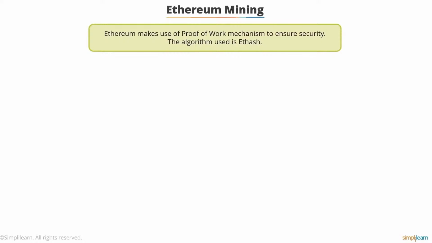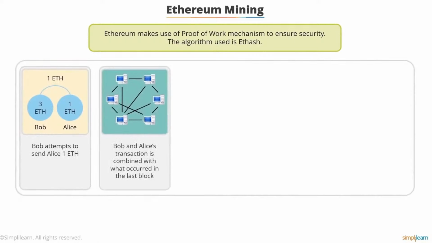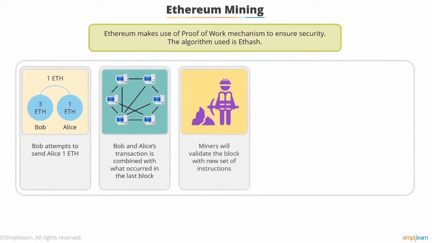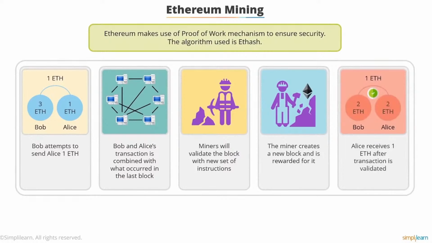Now we will take a look at the step-by-step process that is followed in order to confirm this transaction through mining. First, Bob attempts to send Alice 1 ETH. Once Bob's transaction is initiated, it is combined with other transactions that have occurred in the last block. The miners will then validate the block with a new set of instructions. Once validated, the miner creates a new block and is rewarded for it. Thus, Alice receives 1 ETH after the transaction is validated.